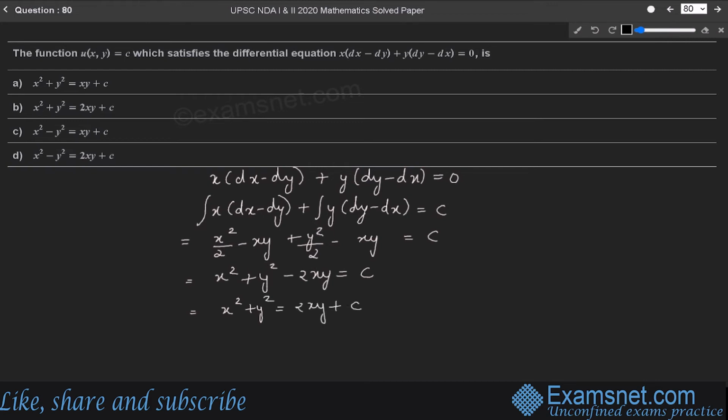So this is the function which will satisfy the given equation. So the correct option for this question is option number B, which is x square plus y square is equal to 2xy plus c.